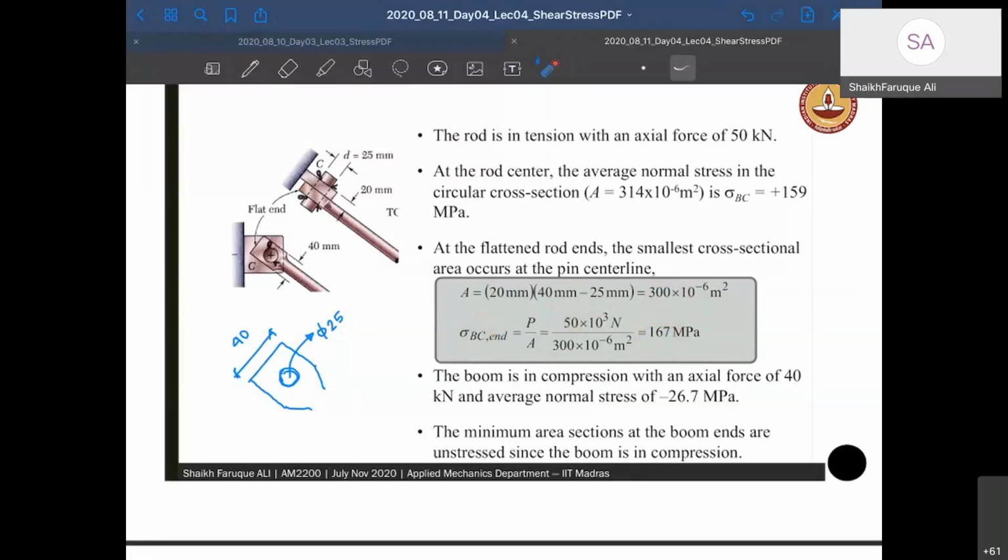167 is higher than allowable. Right? This is higher than allowable. So the system may fail at that cross section. So either you have to reduce the hole size from 25 mm to some other value, or you have to increase the thickness there from 20 to some other value, right? Or you have to increase this portion a little bit more. Something you have to do to make sure that it is safe. Oh, sorry, I have given greater than sign, lesser than sign.